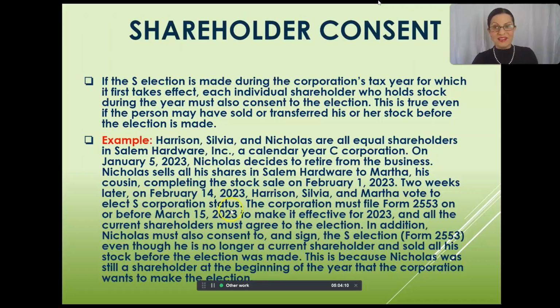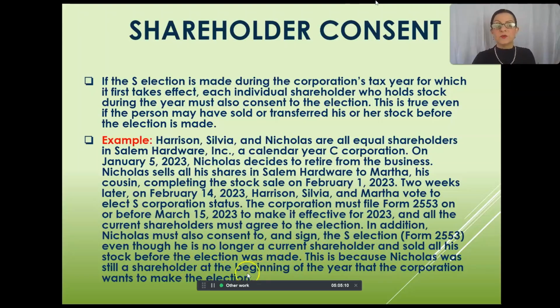So they're doing this all in a hurry at the beginning of the year. And they're still within the deadline in order to make this choice because it's all happening before March 15th. The corporation must file Form 2553 on or before March 15th in order to make it effective for 2023. And all of the current shareholders must agree to the election. In addition, Nicholas, who is no longer a current shareholder because he sold his shares to Martha, must also consent to and sign the S election, the Form 2553, even though he is no longer a current shareholder and sold all of his stock before the election was made.